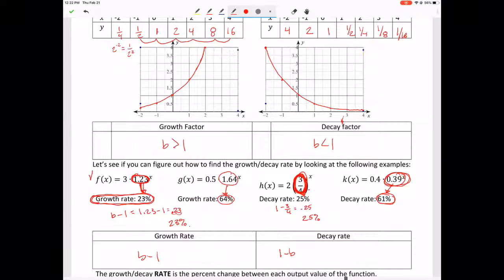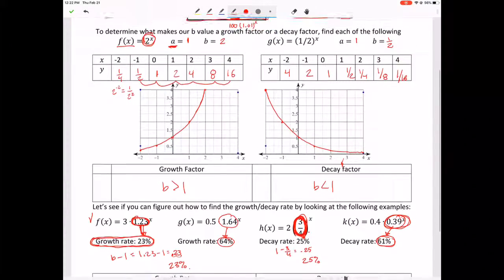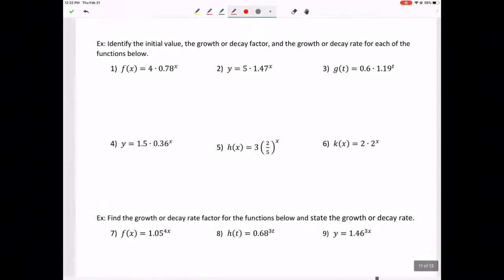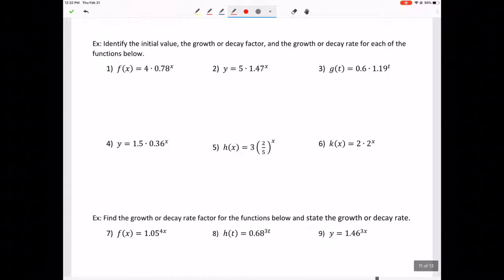Okay, so let's do some examples. Hopefully that will help. There we go. Okay, so identify the initial value, growth or decay factor, which is not a percentage, and then the growth and decay rate, which is a percentage from 1. Okay, so here initial value, you can just abbreviate these things. Initial value for all of these. Initial value here would be 4. Here would be 5. Okay.